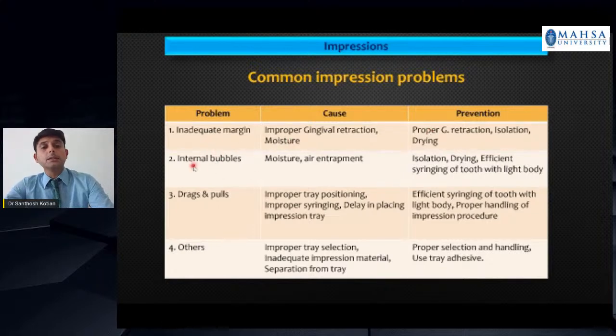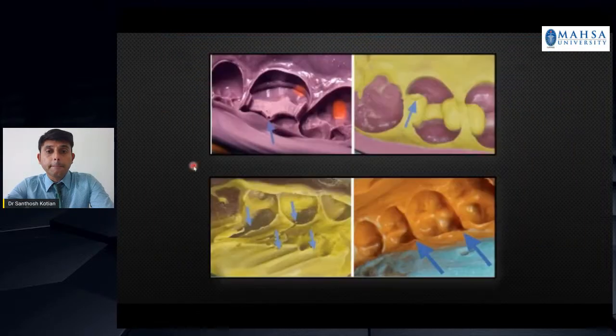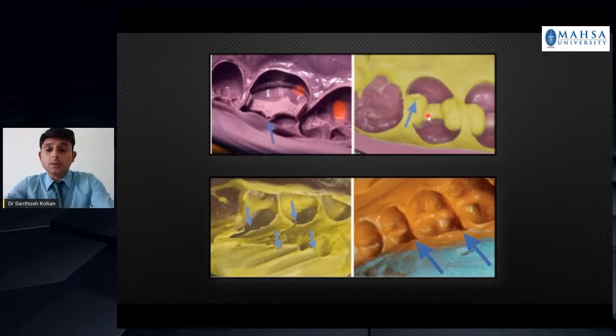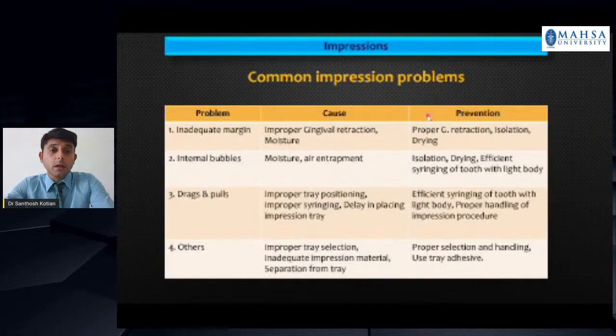Internal bubbles. I'll just show you the pictures. These are internal bubbles, which are inside the preparation, within the crown prep, not on the margins. These are also usually caused by improper handling of the material, and also moisture and air entrapment. So make sure you have done proper isolation and drying and efficient syringing.